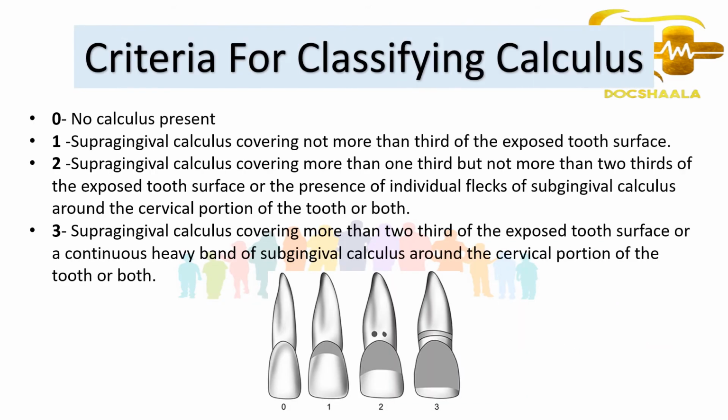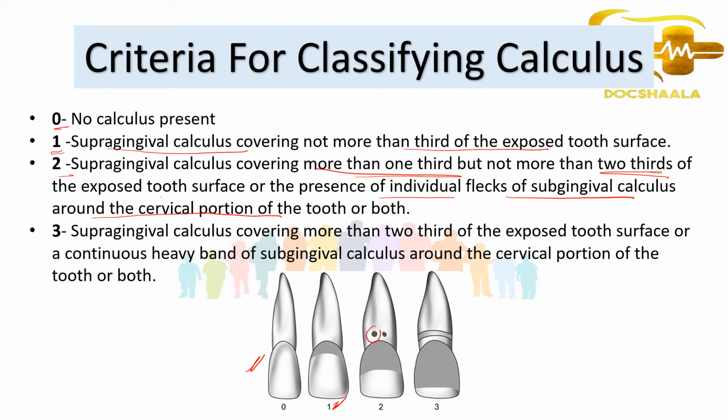Then coming to calculus score calculation. So 0, it is no calculus is present as in here. Then 1, supragingival calculus covering not more than 1/3 of exposed tooth surface as in here. And number 2, supragingival calculus covering more than 1/3 but not more than 2/3 of the exposed tooth surface, or presence of individual flecks of subgingival calculus around the cervical portion of the tooth.